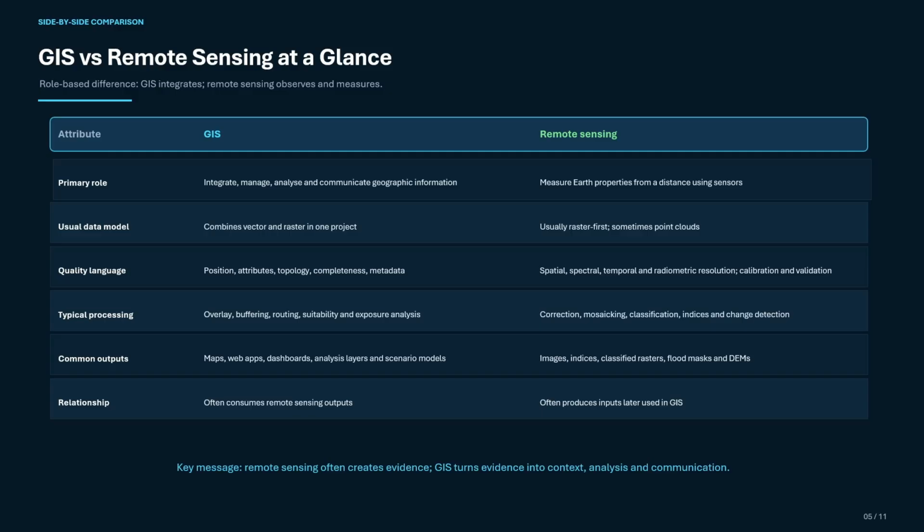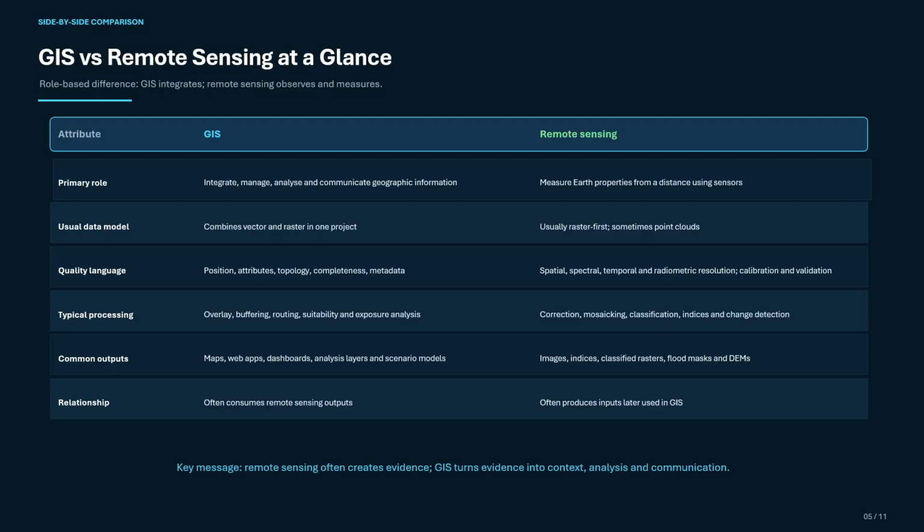The easiest way to compare them is by role. GIS is mainly the environment where geographic information is integrated and analyzed. Remote sensing is one major way of gathering geographic information. Remote sensing often creates the input data and GIS turns that input into a useful decision product.